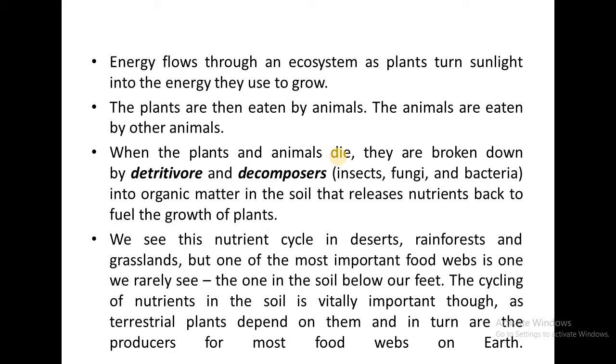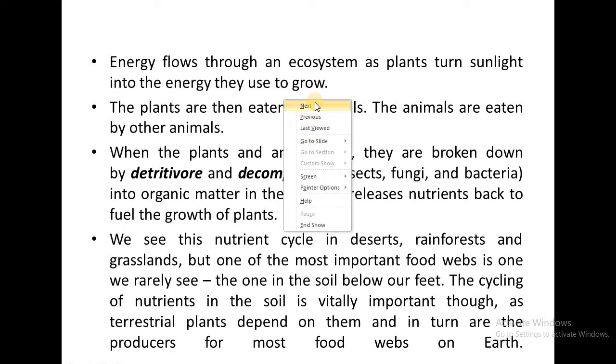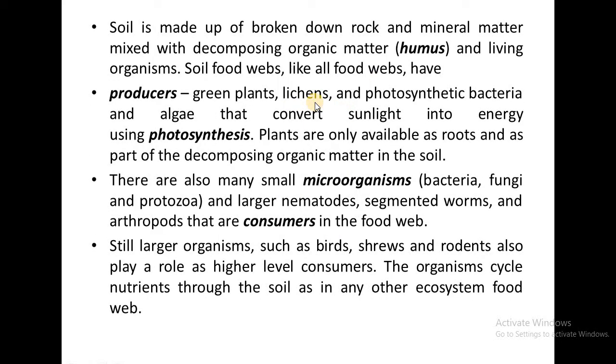But one of the most important food webs, one we rarely see, is the soil below our feet. The cycling of nutrients in the soil is vitally important, as terrestrial plants depend on them, and in turn they are the producers for most food webs on the earth. So this is about the soil food web, and this soil is made up of broken down rock and mineral matter mixed with decomposing organic matter and living organisms.